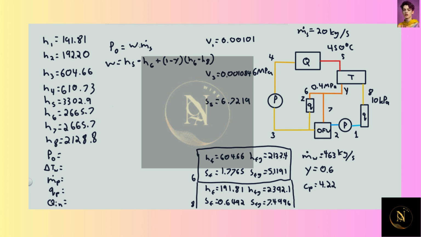So if we solve for this, what we're looking for here is the power output. So all we need to do is multiply this by our mass flow rate, and we'll get the power output. So just plug in our numbers here. As I said before, our Y here is 0.6. And we can get the power output, which is 17 megawatts.